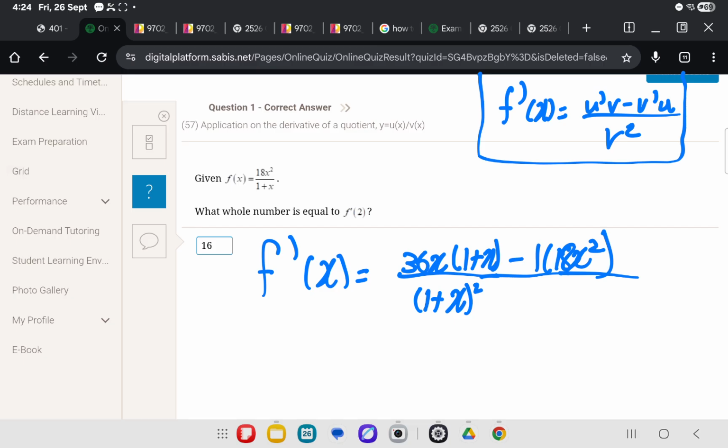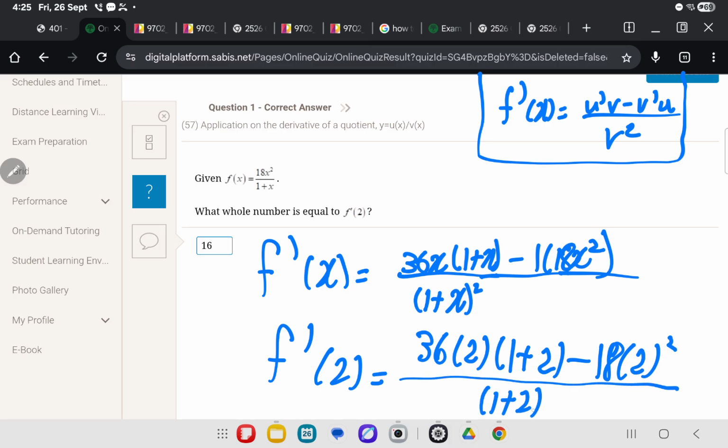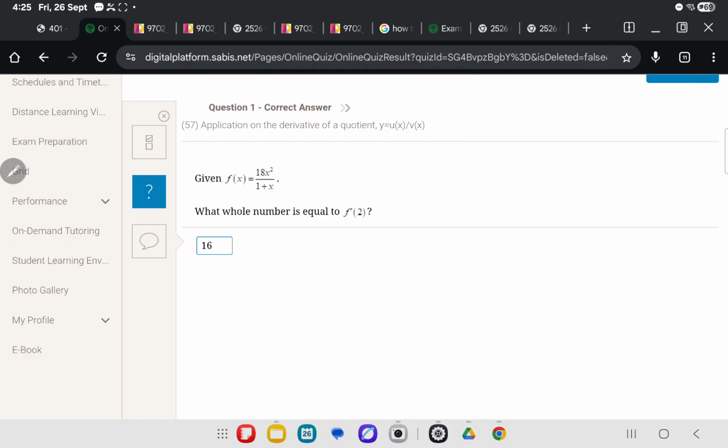36 times 2. I'm going to substitute 2 instead of all x, so f prime of 2 is equal to 36 times 2 into 1 plus 2 minus 18 times 2 squared over 1 plus 2 all squared. This gives me 16, which is my correct answer.